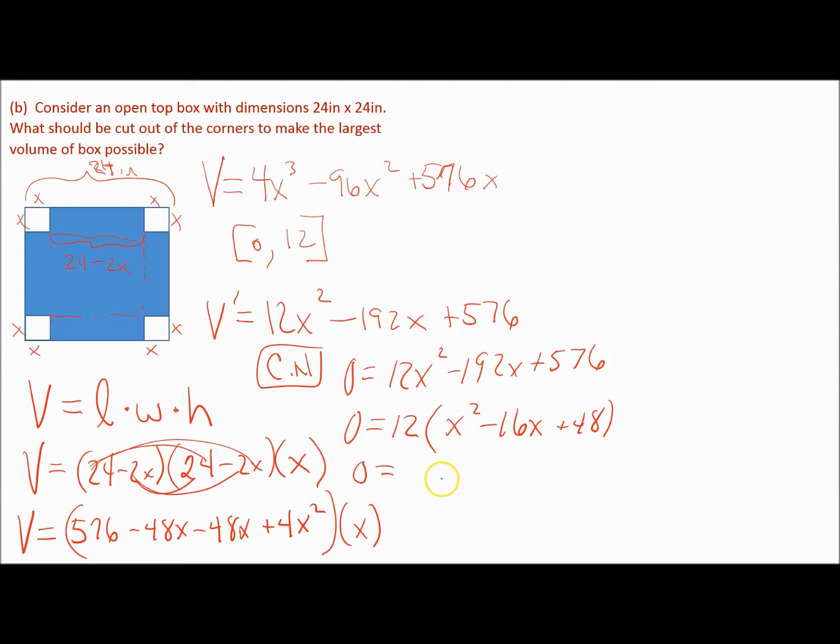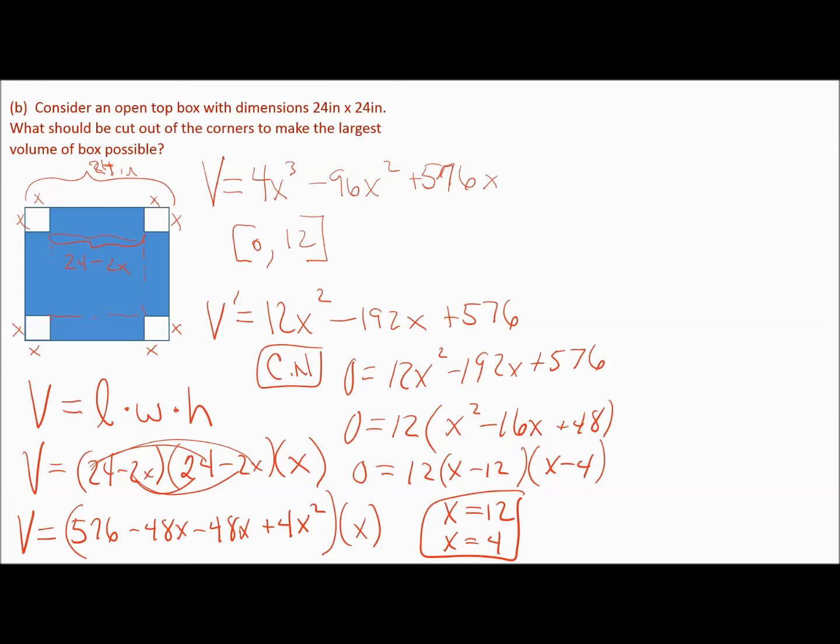The good news is we can. That's going to be 12 and 4. So you have x minus 12 times x minus 4. So when we solve equal to 0, I get a critical number of x equals 12 and a critical number of x equals 4. Now remember, what we're supposed to do is take our critical numbers and our endpoints and plug them into the original function.